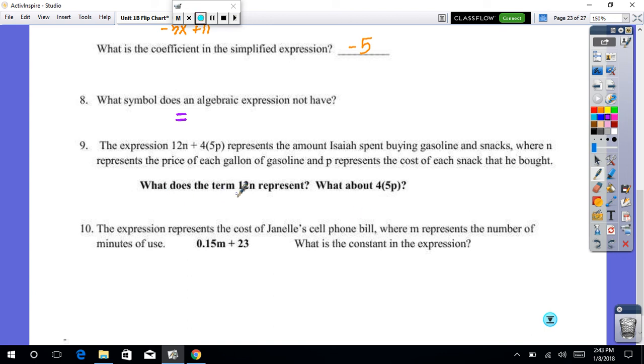So then what does the term 12n represent? Well, if n is the price of the gas, then 12 is how many gallons he bought. So the term is actually the cost of the gas for his trip.